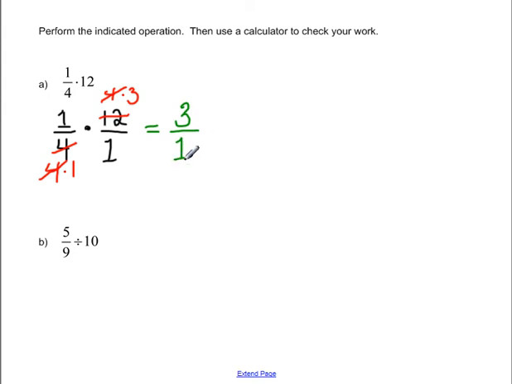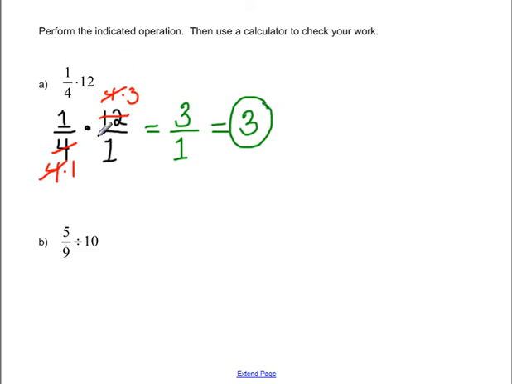Now this is an example where we can simplify one final step. We always want to be sure our answer is in its simplest form. And for 3 over 1, there's absolutely no reason to leave a 1 in the denominator of a final answer. Sometimes we need a 1 in the denominator to work a process, but for our final answer, 3 over 1 is just the same as 3. So we want to write our final answer as 3.